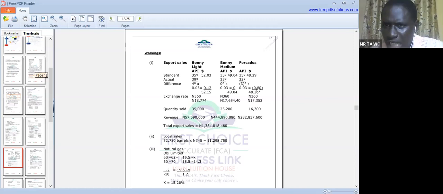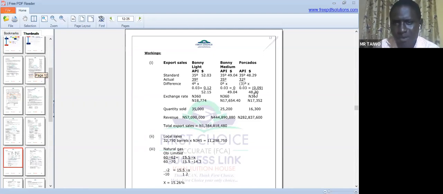But for focados, there will be a decline of 3 degrees in the API, and the rate of change per degree of API is 0.03. You multiply by 3, it gives you 0.09. That's what you are removing from the price of the focados to give you the posted price. Look at it. The posted price for burning light was $52.03, now it will be $52.15. This one will be $49.04, and this one will be $48.2.